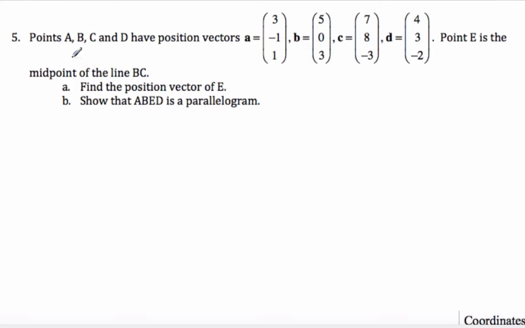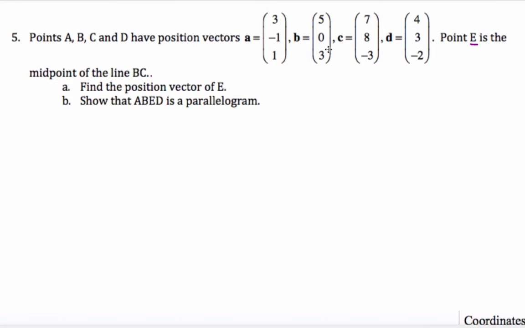Okay, so now we have points A, B, C, and D with these specific position vectors. Point E is the midpoint on the line BC. Again, you should pause the video, try it yourself, and then compare your answers and watch if you need to. Okay, so we first want to find the position vector E, which is the midpoint of the line BC.